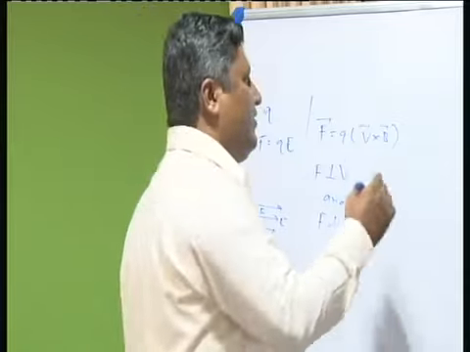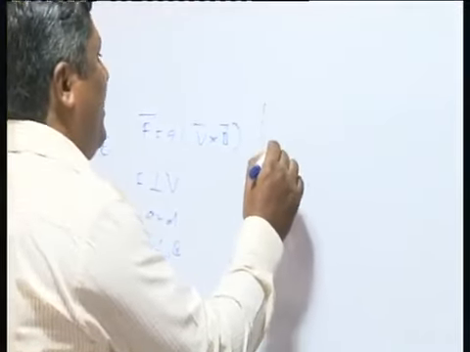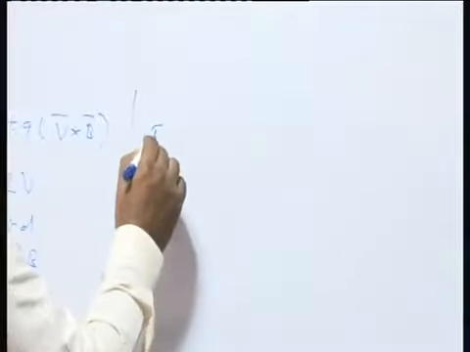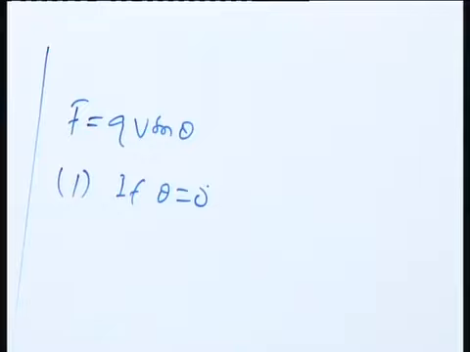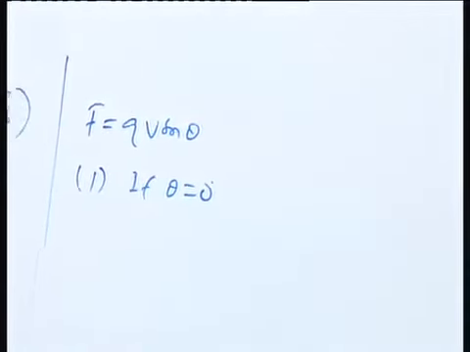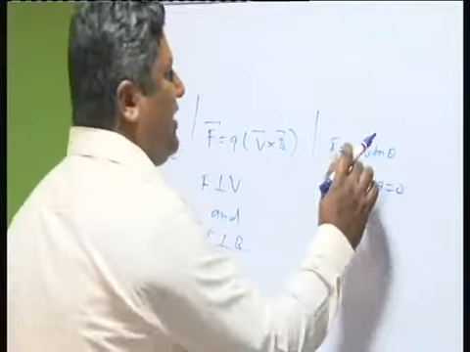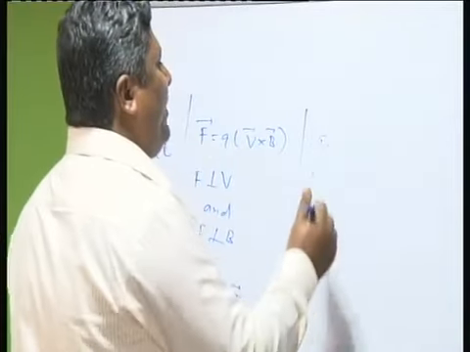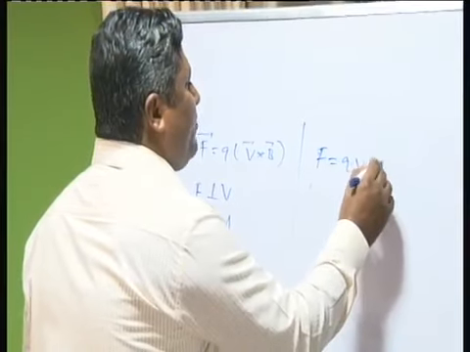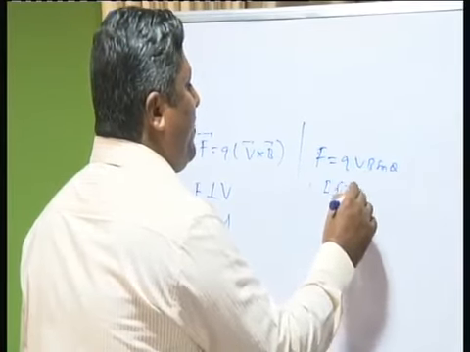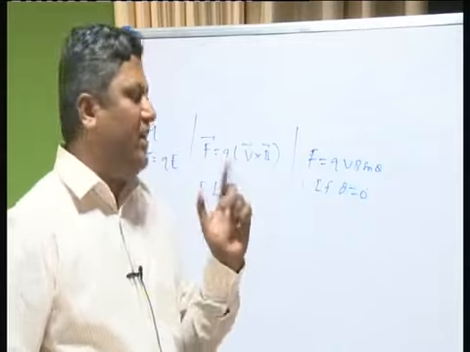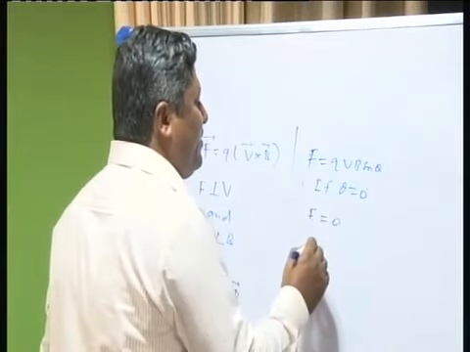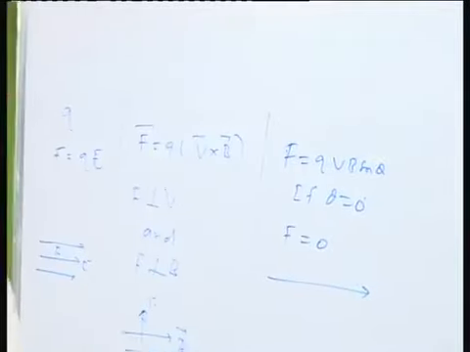So we'll discuss a few special cases based on this expression. You know that we can write the magnitude of the force as F equals QVB sin theta. First case, theta equals 0, which is nothing but the velocity of the charged particle and magnetic field both in the same direction. In that case, the force on a charged particle is 0, and I can say the particle moves along a straight line path.